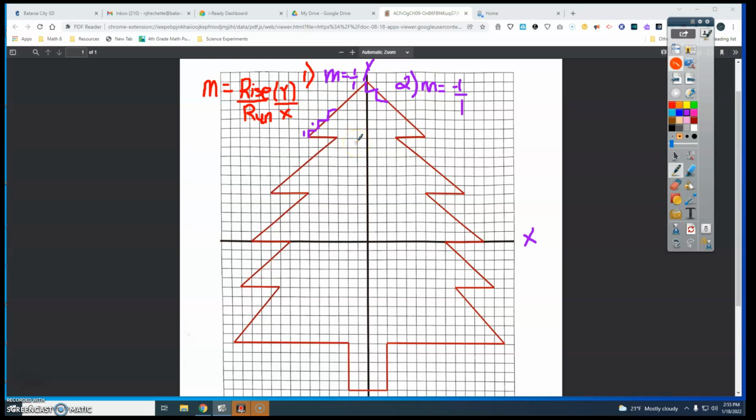So this is a blast from the past. This is our holiday graphing activity. So if you missed this, you're working on tutoring, or you're working on virtual learning, this is something you need to make up and get rolling.